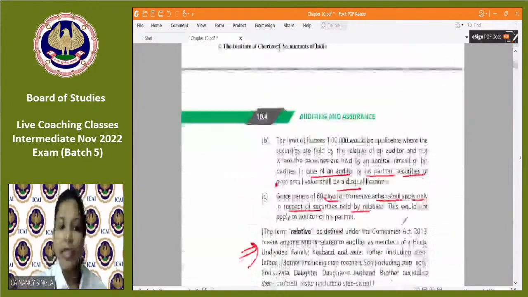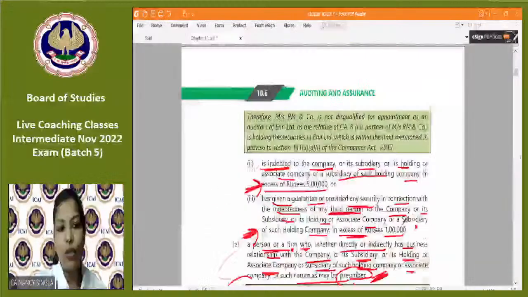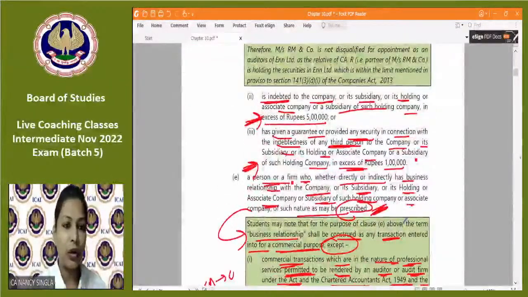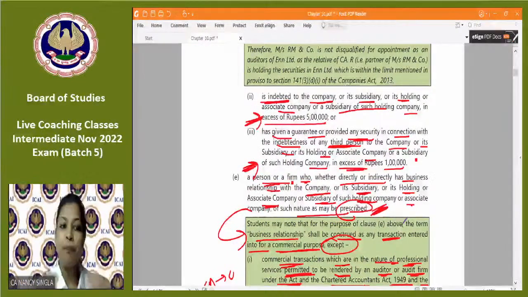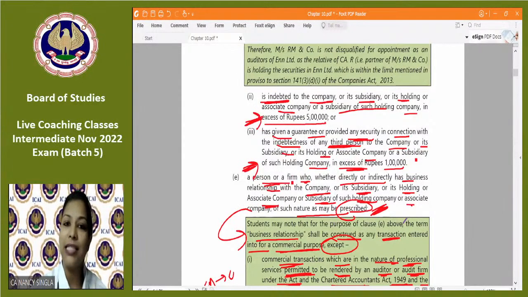क्लियर? ये तीनों लोग क्या करते हैं? दे आर इंडेटेड टू द कंपनी. वो आई विल नॉट रिपीट क्योंकि वो सब सेम है. कंपनी, सब्सिडरी, होल्डिंग, एसोसिएट, सब्सिडरी ऑफ सच होल्डिंग. कितना? एक्सेस ऑफ 5 लाख. या जिन्होंने गारंटी दिया, इन्हीं तीनों लोगों ने गारंटी दिया है, या सिक्योरिटी, इंडेटनेस ऑफ ए थर्ड पार्टी, एक्सेस ऑफ ₹1 लाख. क्लियर?